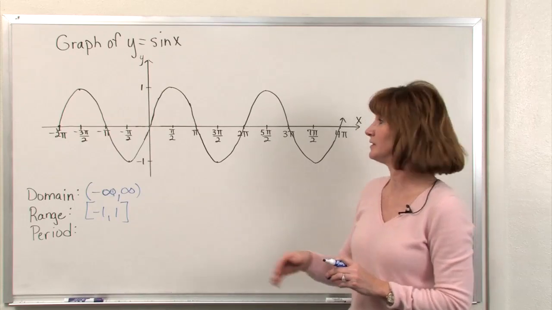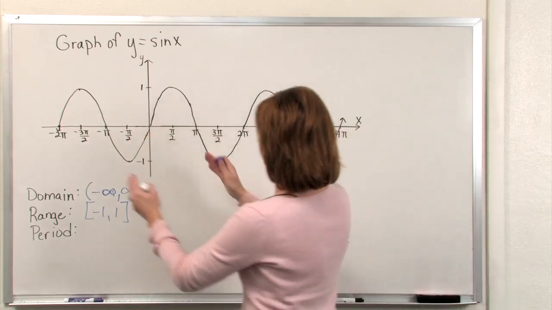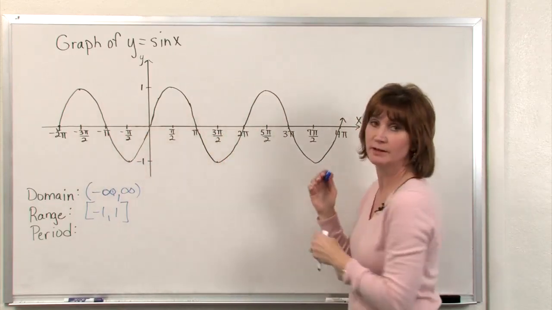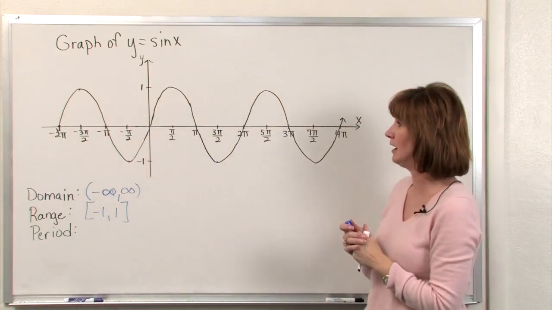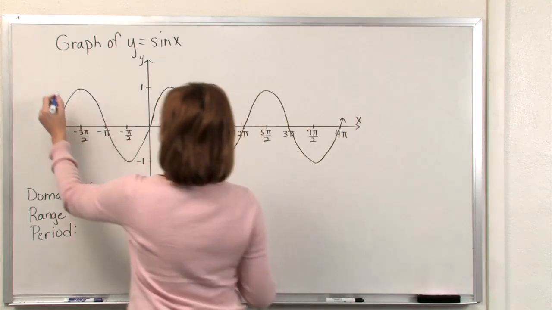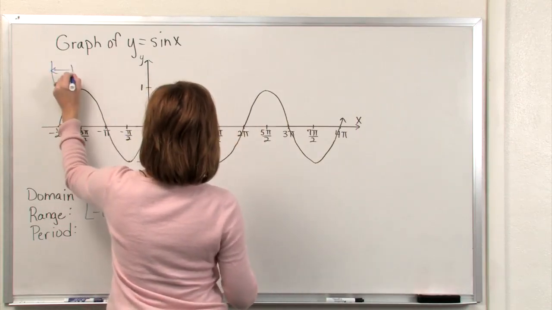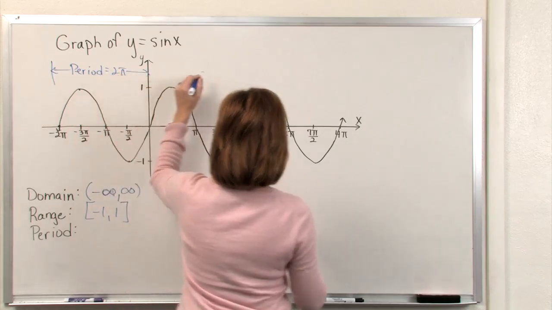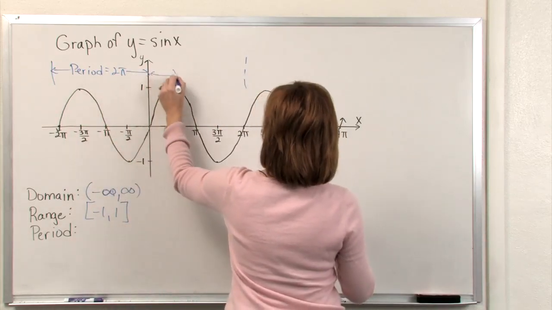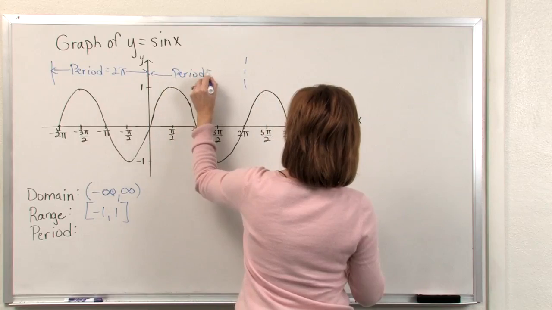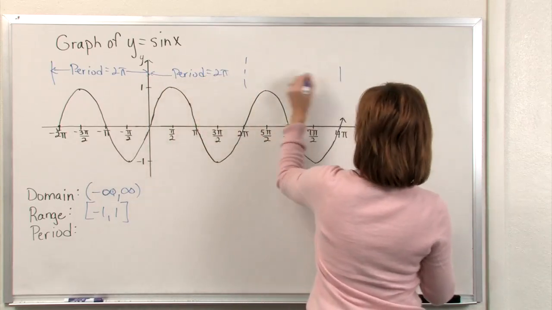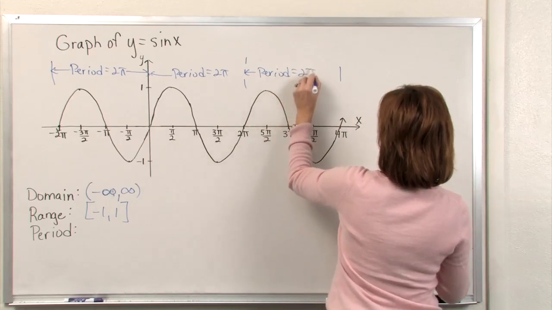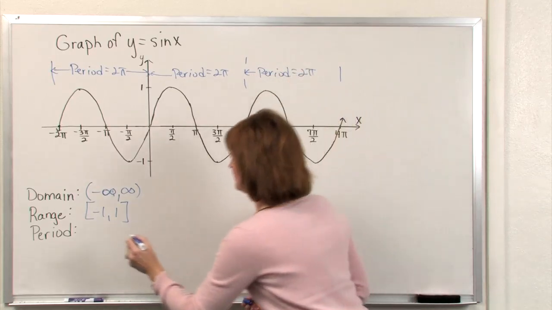Another thing we notice about this, there are 3 periods shown here. Here's one period, here's another period, and another period where the sine function is repeating itself 3 times. So that means the period of these intervals in between here, here's another period, and finally we have one more period drawn here. So the period for the sine function would be 2 pi.